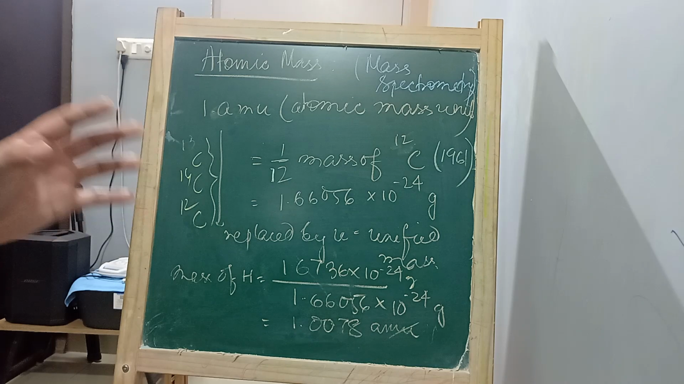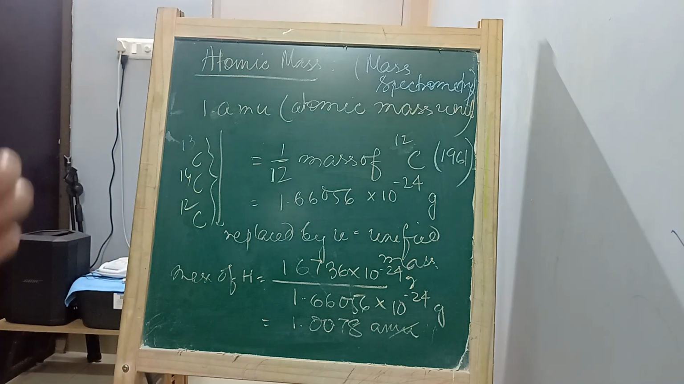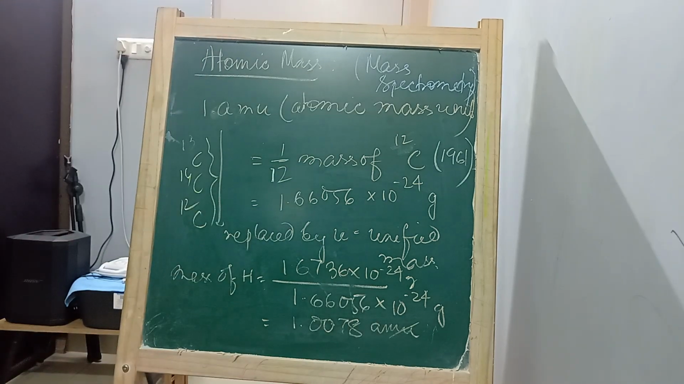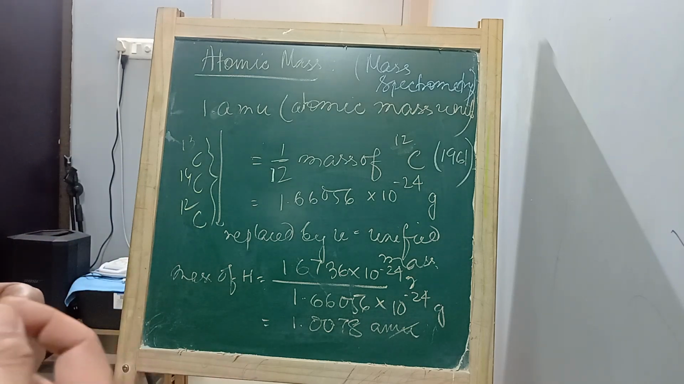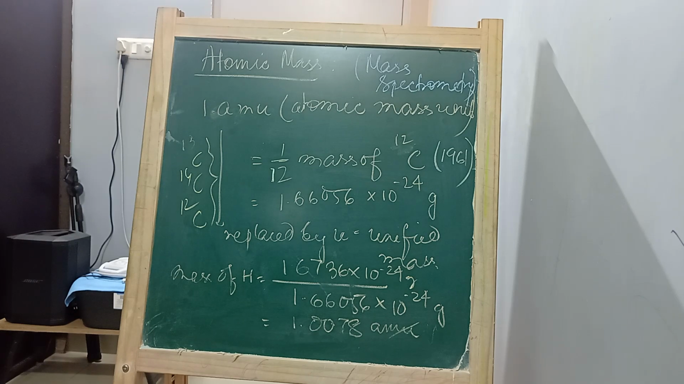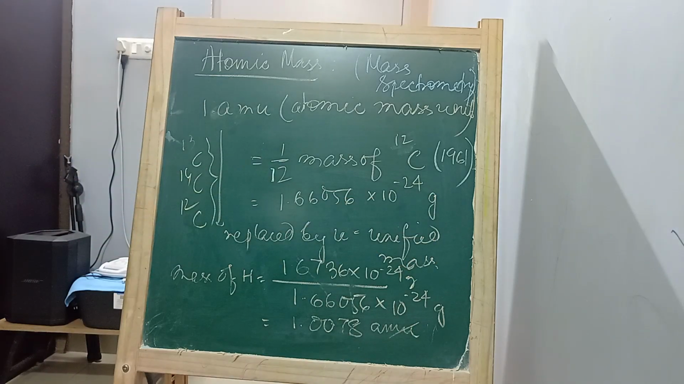So now we're going to understand what we mean by atomic mass, or the mass of an atom. Today we have a special technique called mass spectrometry, by which we are able to individually measure the mass of an atom, which is extremely small. It's like 10 to the power minus 24 gram. This number is unimaginable. We cannot imagine how small it is.